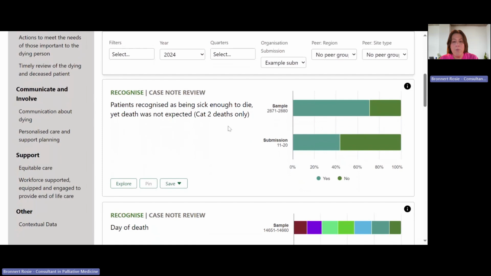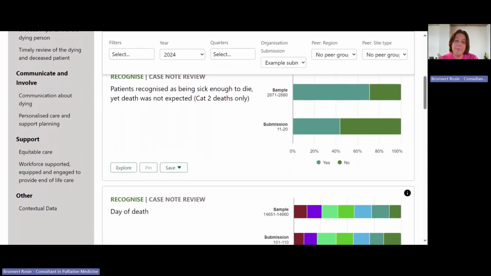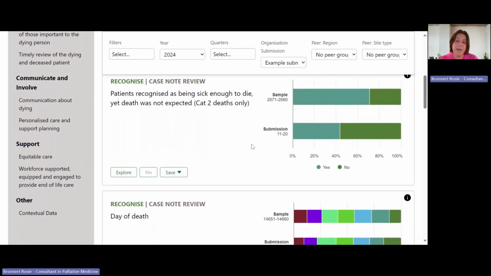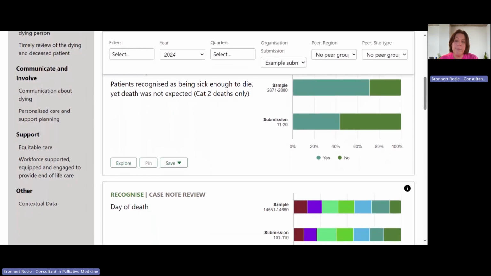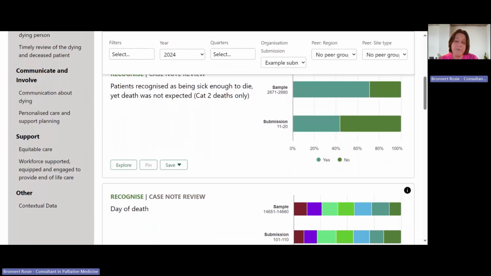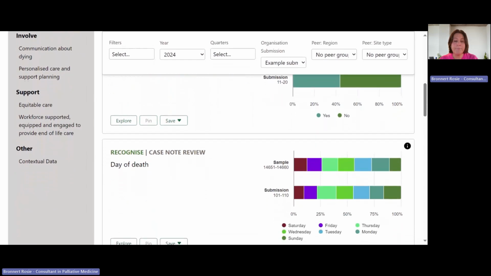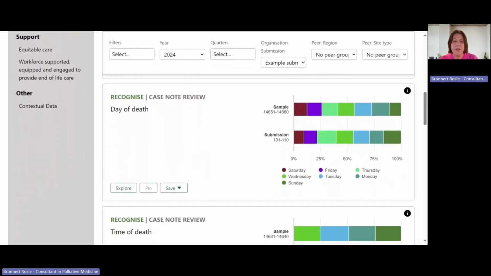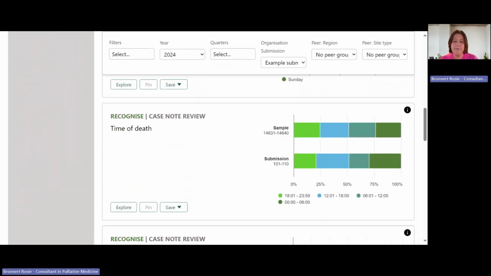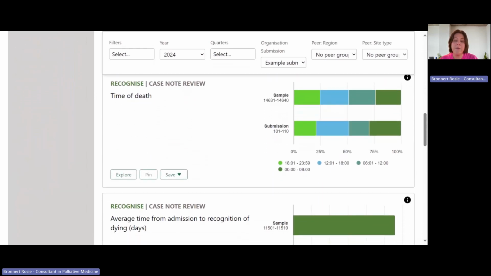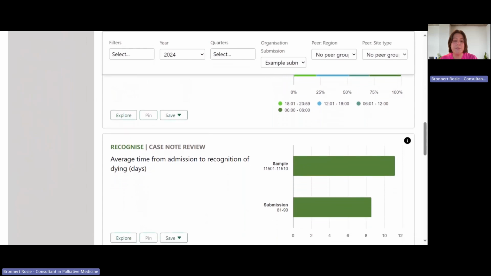So I would suggest that at the moment this is an area that this organisation may wish to keep an eye on, but perhaps it needs more information, a higher number of submissions in this area to be able to reliably decide whether this is a priority for quality improvement focus or not, and enable the data to stabilise. There is then information, if you wish, about the day of death and the time of day of death, but we're not going to focus on that today.